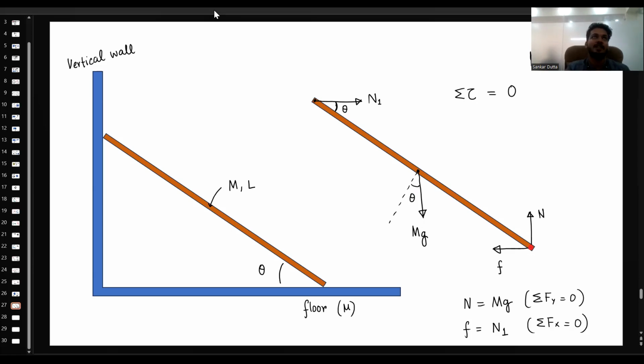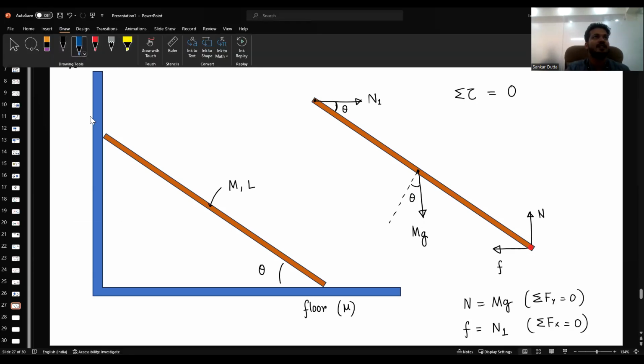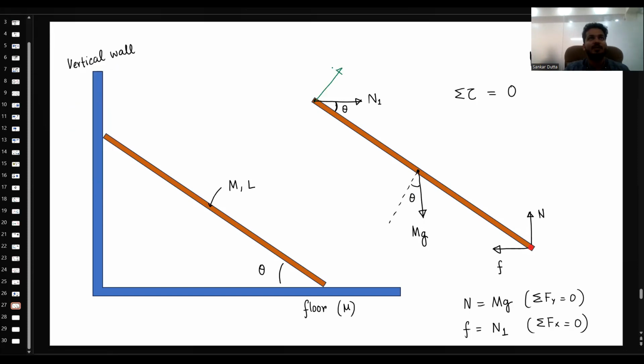Now, let me take the components of these forces. The component of N along this will be how much? N1 sin theta, yes? And the component of N1 along this will be equal to N1 cos theta. Yes or no, guys? What about mg? This is Mg cos theta. And about the plane, this is going to be Mg sin theta. Now let's talk about torque.